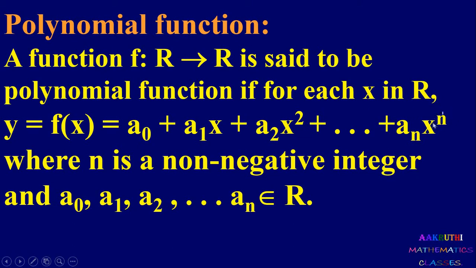If you get a non-negative integer in the x power, then only it is a polynomial function. If you get any negative integer or fraction, it is not a polynomial function. So in a polynomial function, x to the power should be a non-negative integer. And here a0, a1, a2, an are real numbers.